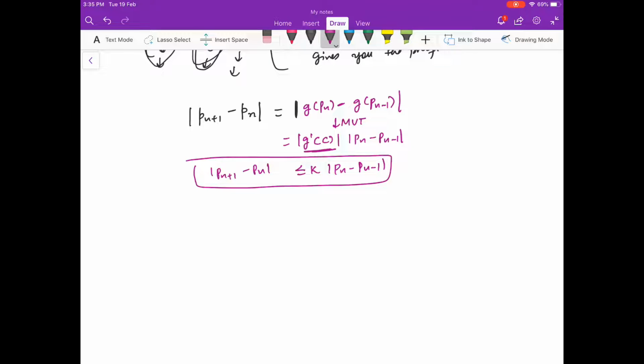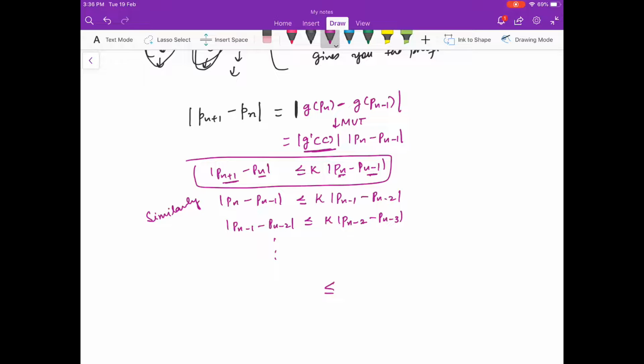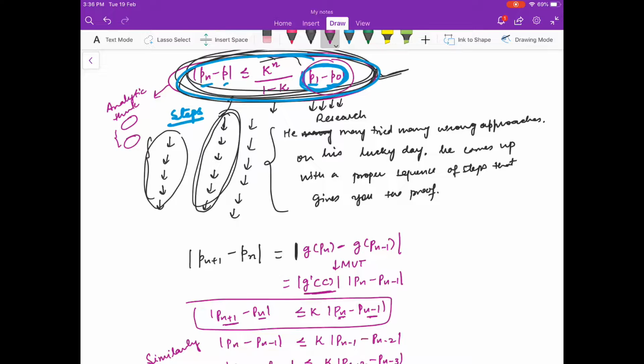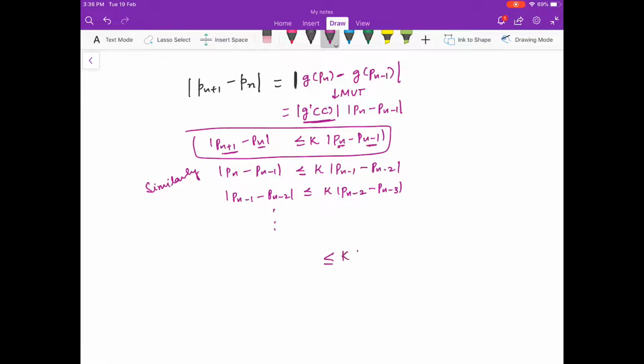Now if I apply it to Pn and Pn-1, then here you had n+1 and n, you get one factor less. Here also you'll get k into |Pn-1 minus Pn-2|, and similarly |Pn-1 minus Pn-2| is less than or equal to k into |Pn-2 minus Pn-3| and so on. On the right hand side I want P1 minus P0, so I'll stop at P1 minus P0. So on the left hand side I'll get P2 minus P1, and before that P3 minus P2 is less than or equal to k into |P2 minus P1|.